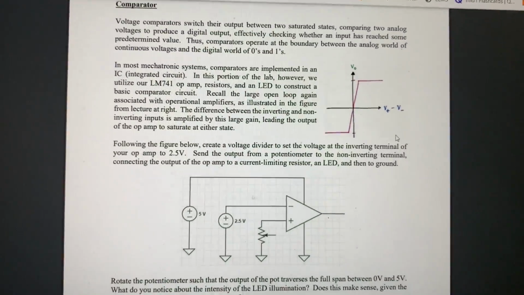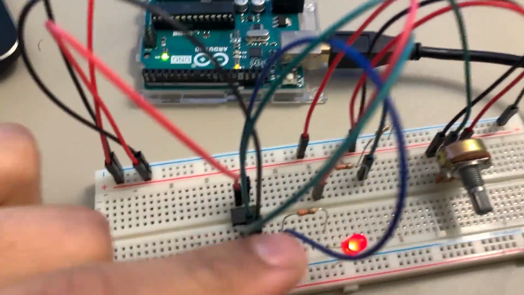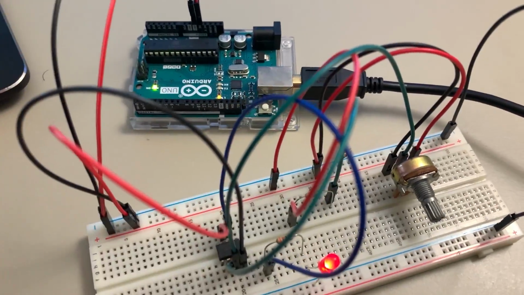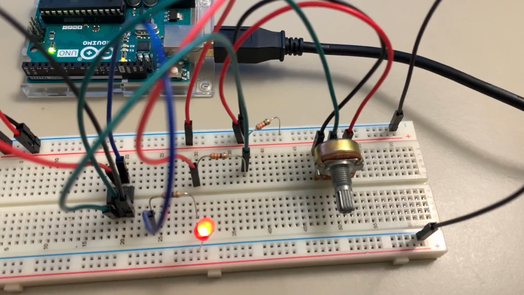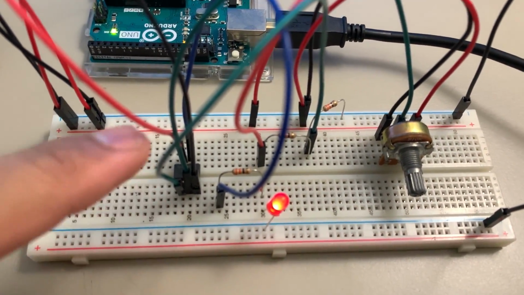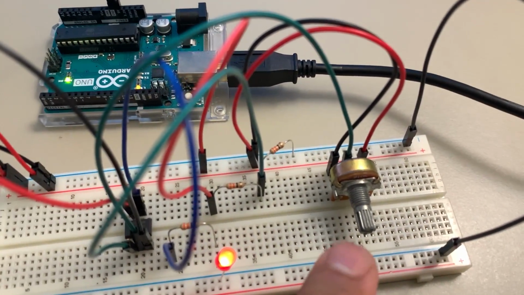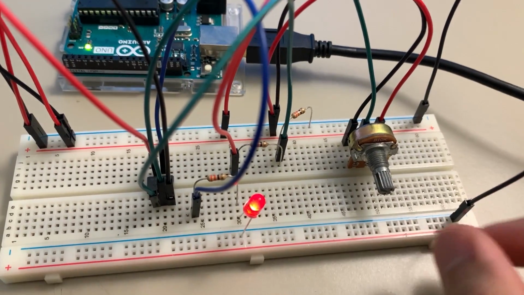So this is lab 8, and that's the circuit, and I built the circuit right here. So we have our op amp right there, and it's being powered up, and then we have our 2.5 volt reference I made with this, and we have our LED connected to the output, and then we have our pot right there. So now I'm going to rotate the pot from 0 to 5 volts.